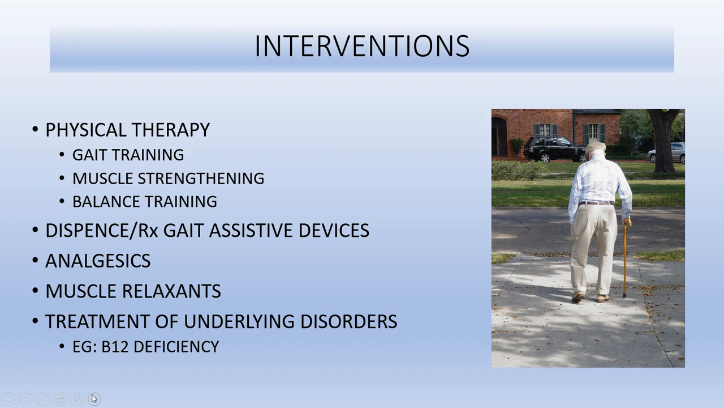We could utilize topical analgesics or oral analgesics. We can utilize muscle relaxants, and sometimes we can help by treating underlying disorders, such as neuropathy from compression syndromes, or neuropathy from metabolic or endocrine disorders such as B12 deficiency. So at a minimum, we want to look at patients, recognize the presence of gait disorders, and make an appropriate referral.